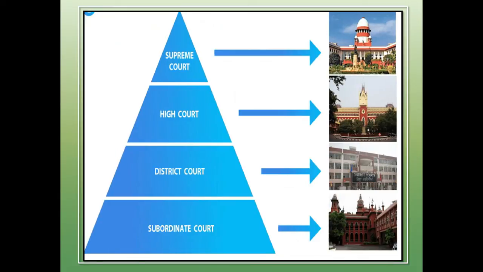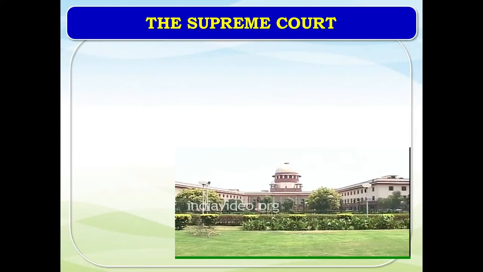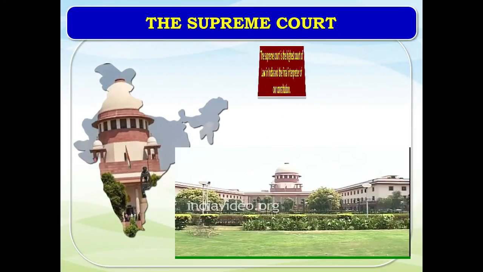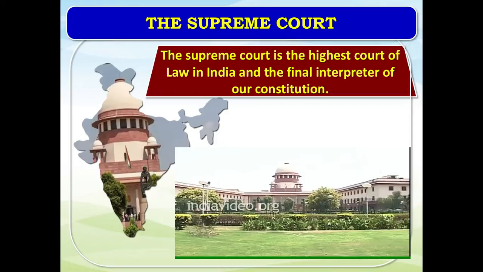And this is the order of the courts in our country: the Supreme Court, High Court, District Court and the Subordinate Court. This is the hierarchy of the court system in our Indian government. And let's see about the Supreme Court. The Supreme Court is the highest court of law in India and the final interpreter of our constitution.